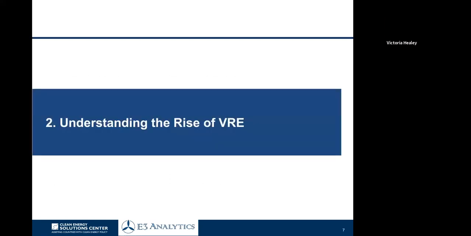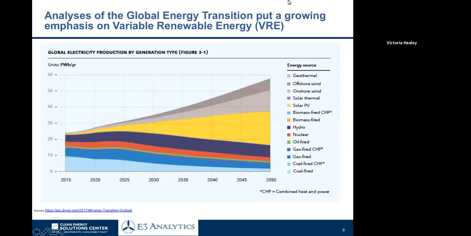So first, let's put this in the context of the background and the rise of variable renewable energy. Analyses of the global energy transition put a growing emphasis on the rise of variable renewable energy sources, which effectively just means mainly solar and wind. So solar PV in particular and wind power. We say variable because the output fluctuates in real time and is not dispatchable in the conventional sense.